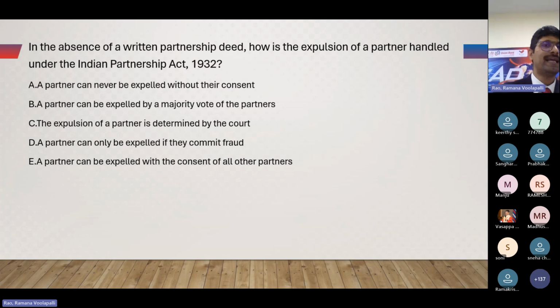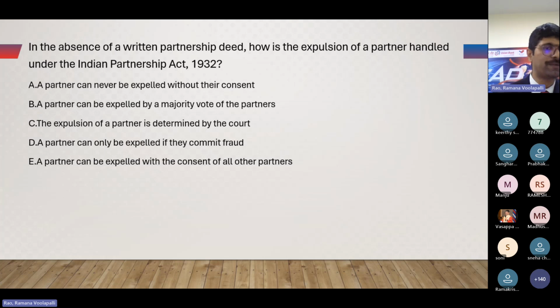Okay. In the absence of the written partnership deed, how is the expulsion of a partner handled? How a partner can be removed from a partnership in the absence of a partnership deed. Can any partner be removed in the absence of a partnership deed, or can he not be removed? What is a clause for it? A partner can never be expelled. Is it so? Can you answer? I think, yeah, B. The partner can be expelled by majority votes of the partners.